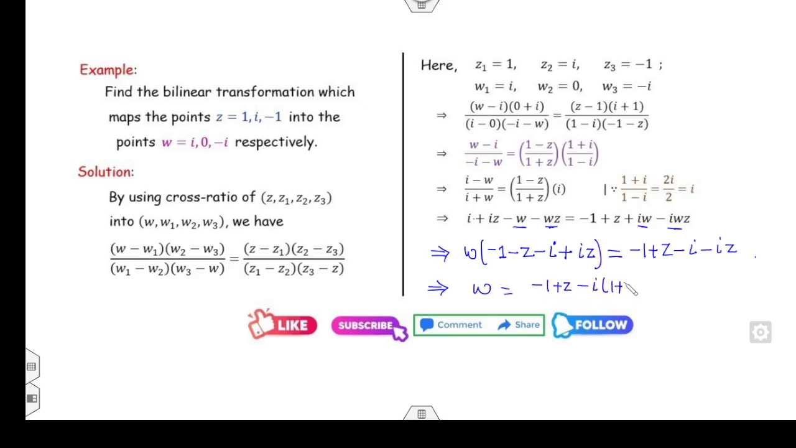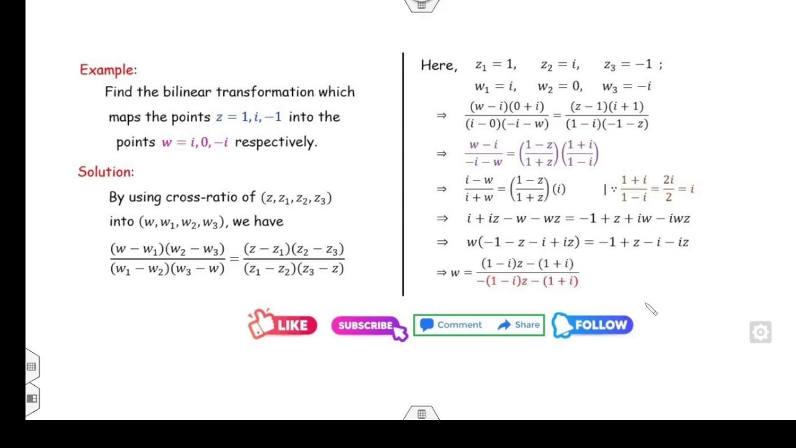Minus of iota is common: 1 plus Z divided by this real component, minus iota is common. It is 1 minus Z, which is the right answer of the problem. Or you can divide them. You can divide by 1 minus iota on both sides.